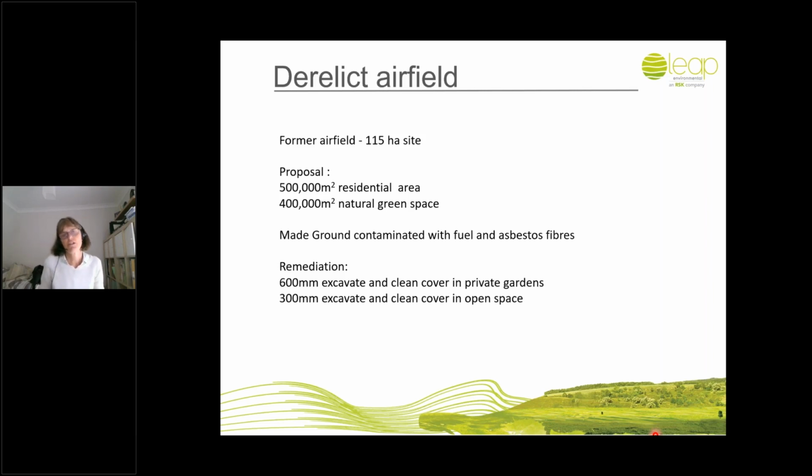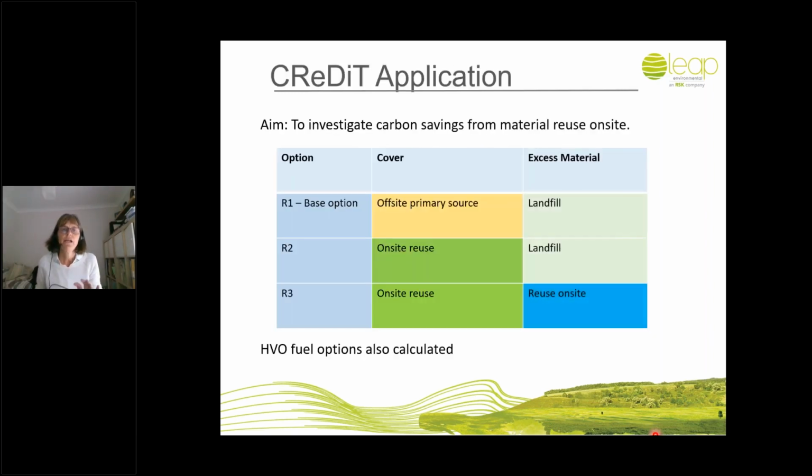And in this case, we weren't actually looking at what's the best remediation technique, because they wanted us to run it with what they're proposing at the moment. So the remediation they're talking about was 600 millimetres of excavate and clean cover in the garden areas and 300 millimetres in the open space. So we were running with that. What they really wanted to know was what are the carbon savings we can get from doing material reuse? They wanted numbers on this to work out, is this a good idea? How much of a good idea is it in terms of just carbon?